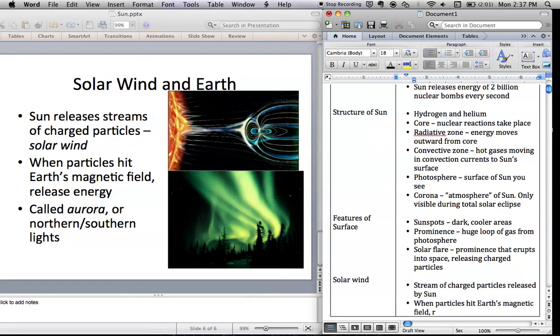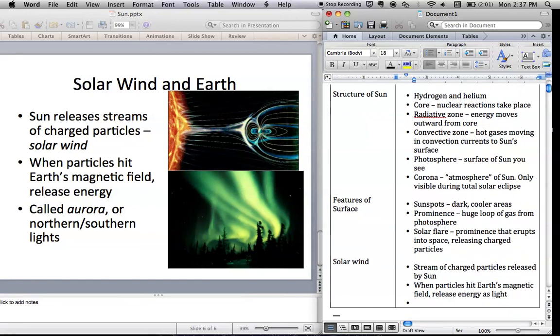When they hit the magnetic field, they release energy as light, and this light is called the aurora. You may have heard it called the aurora borealis. That's what it's called in the northern hemisphere, or the aurora australis in the southern hemisphere. So it's called the aurora, or the northern or southern lights, depending on where you are in the world.